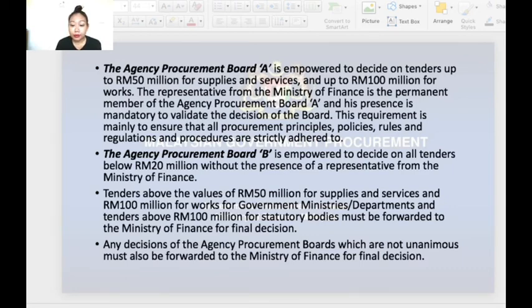Yeah, remember that, yeah? Any decisions of procurement boards which are not unanimous must be forwarded to the MOF for final approval. So that is the summary, yeah?